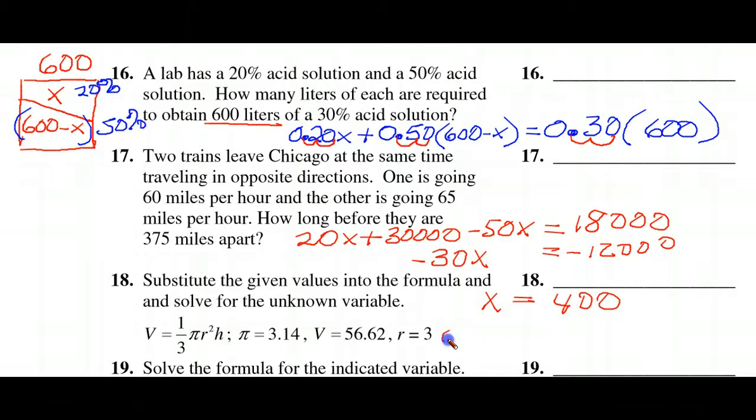Now, what will be the 600 minus X? Well, that's going to be 200. And if X is 400, 600 minus 400 is 200, and this adds up to 600. And we used algebra to figure it out. Wow.